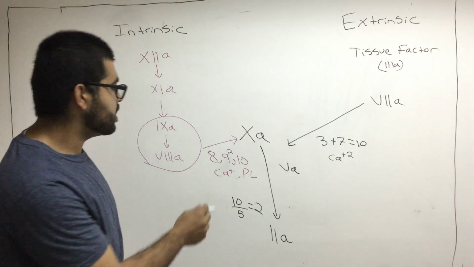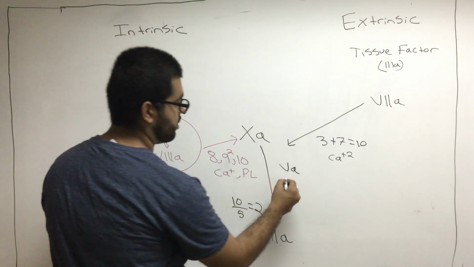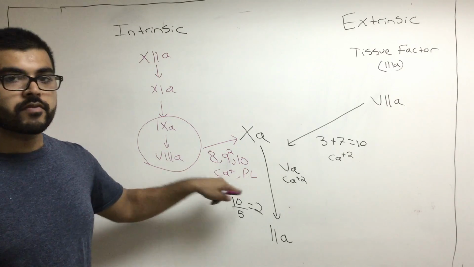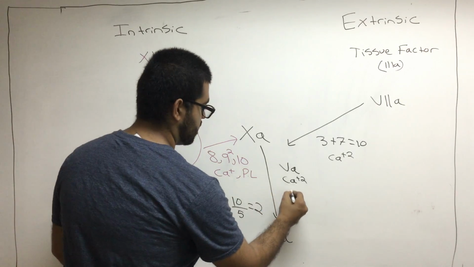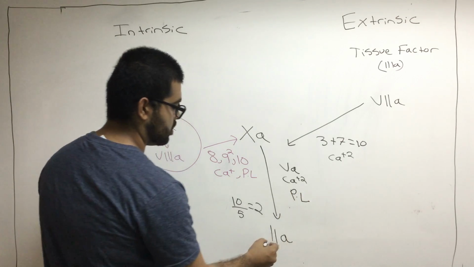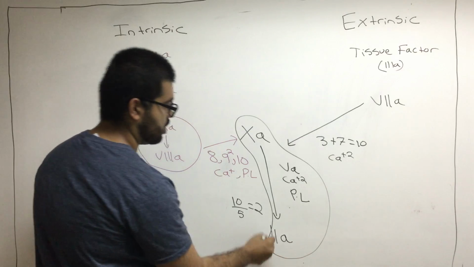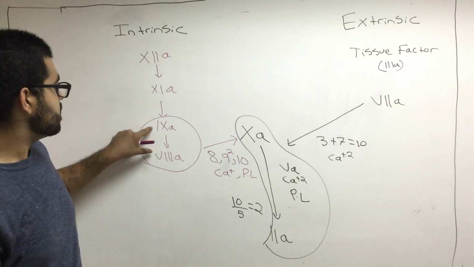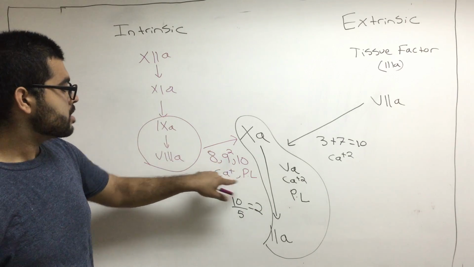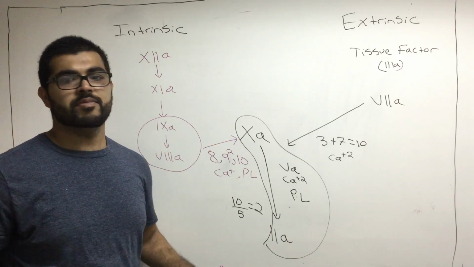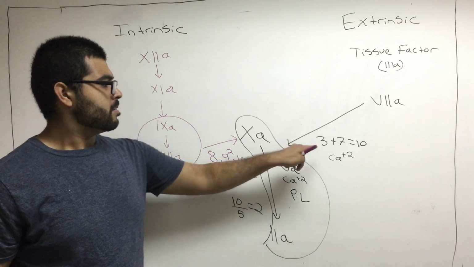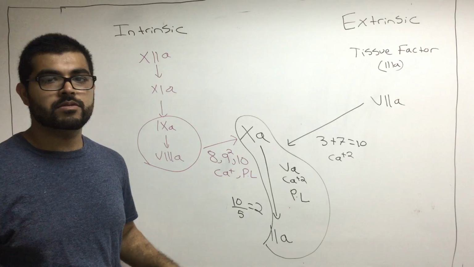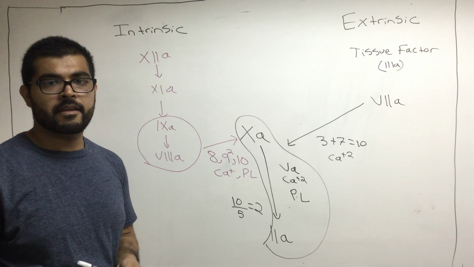And the same thing that you have to understand is we also need our calcium. And we also need our phospholipid from the platelet membrane. So these 4 things are going to be your prothrombin complex, right? And these 4, 8, 9, calcium, and phospholipid are going to activate 10A. Simple as that. All right? 3 plus 7, 10, 8, 9, 10, and then 10 divided by 5 equals 2. That's our clotting cascade.